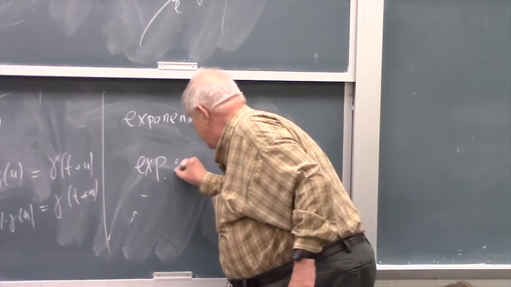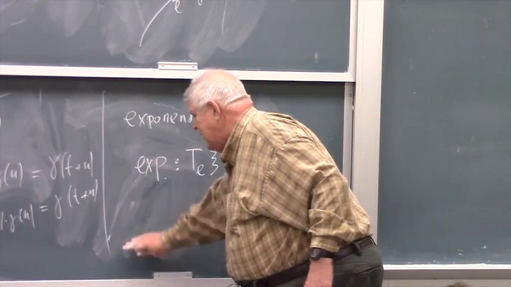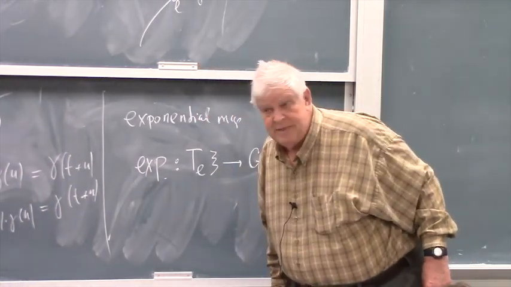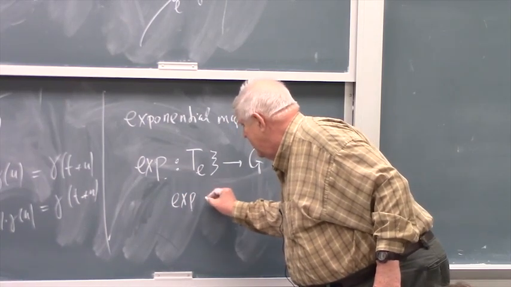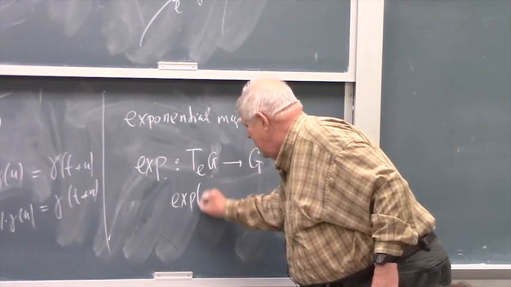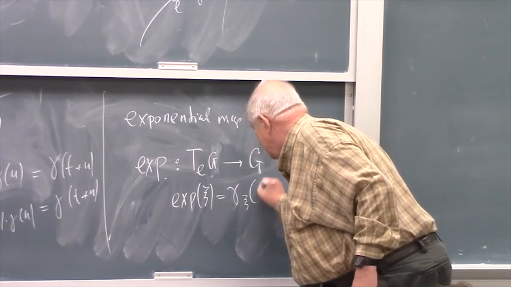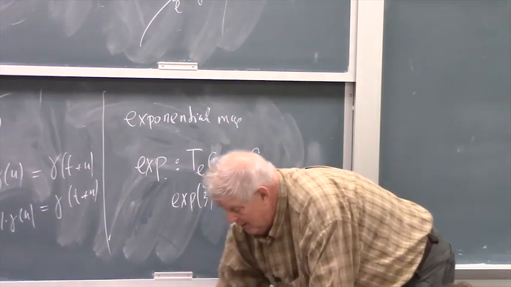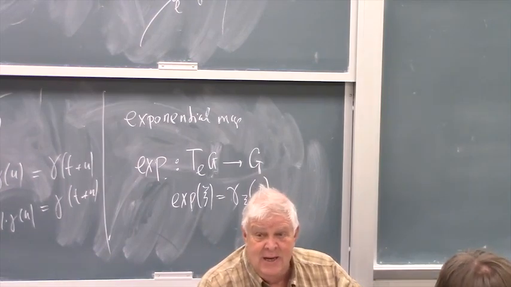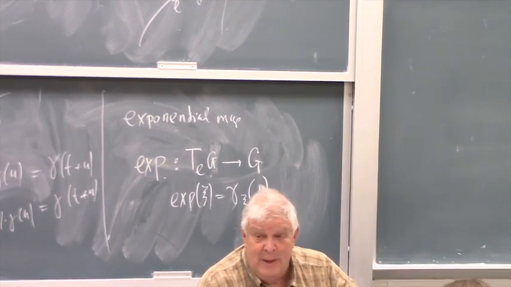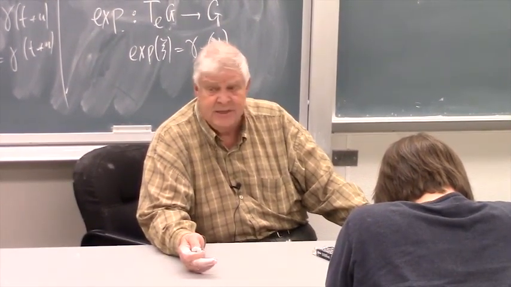And it is a map of T_e G into G. And this map is defined by the formula exp of xi is equal to gamma xi of 1. So yes, we take xi, we take the one-parameter subgroup, and we take the image. This is called the exponential map.